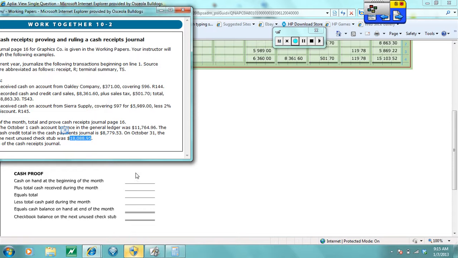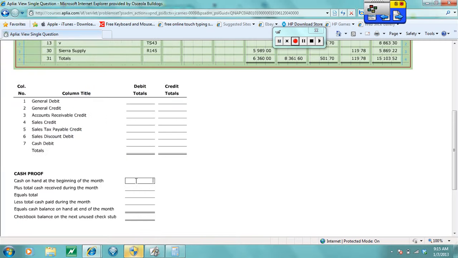It's giving you some information: cash at the beginning of the month. It says the cash account balance in the general ledger was this on October 1st. That's the beginning of the month, right? Then it says plus total cash received during the month. This number right here represents the total amount of cash that we received during the month, $15,103.52.